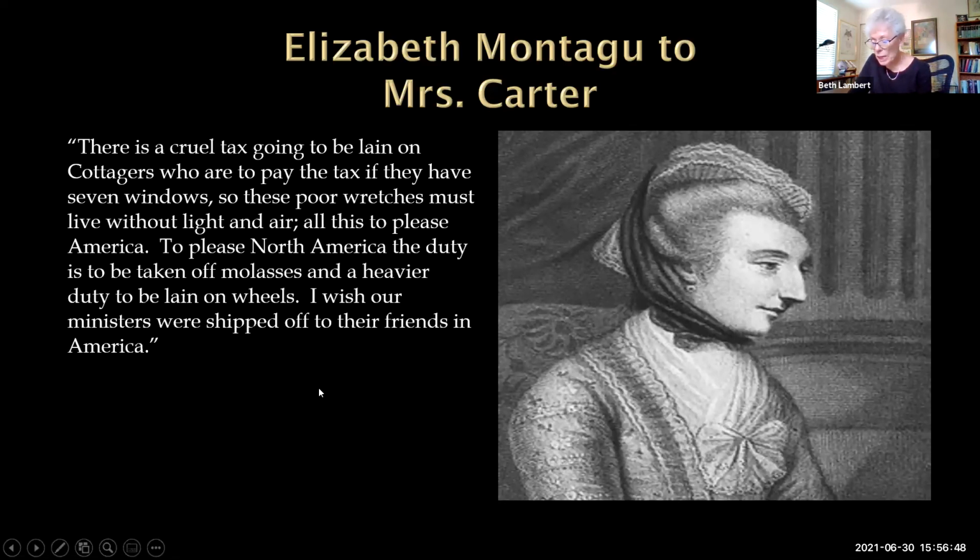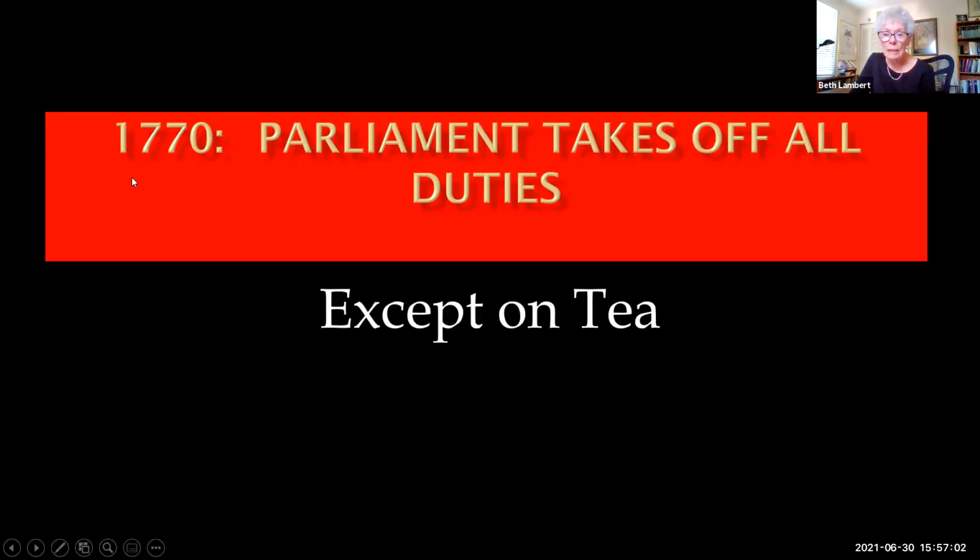There was a lot of reaction, as you can imagine, in England at this time to American behavior, and that too is a whole other subject. So in 1770, Parliament takes off all duties except on tea.